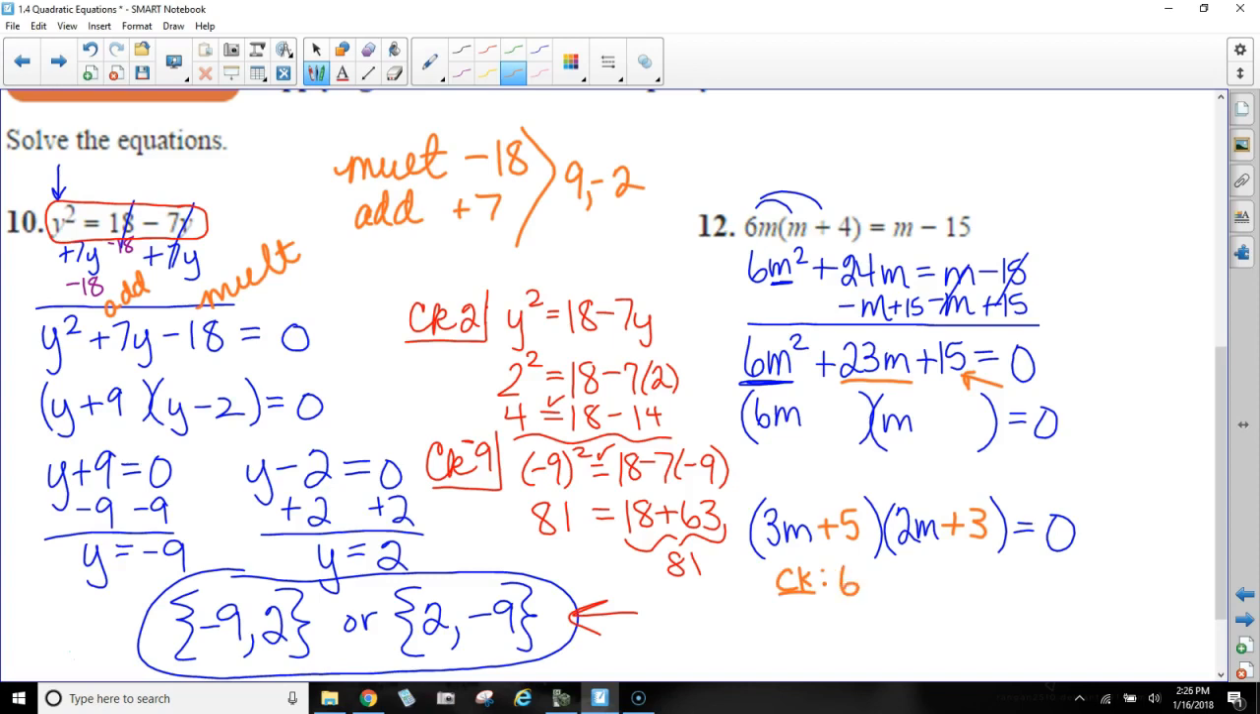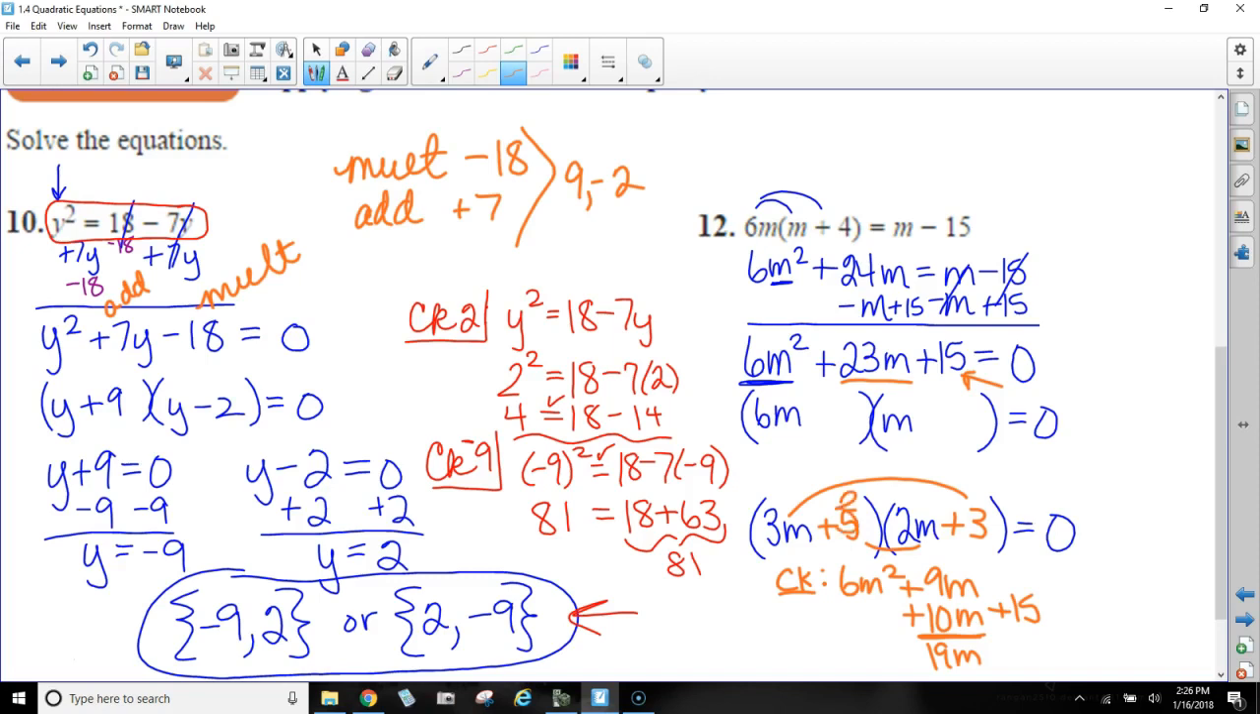First times first is the 6m squared. I like that. Outer times outer, 3m times 3 is a 9m. Inner times inner is a 10m. And last times last is 15. Now I'm not liking that because the 9m and the 10m combine to give me 19m, not 23m.